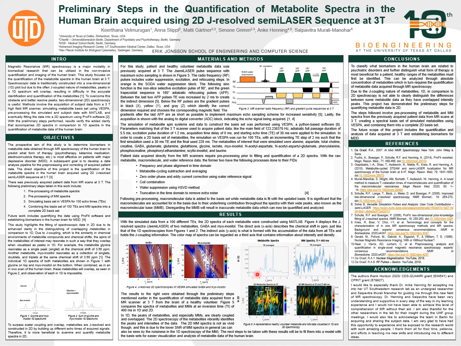Here are the results of the metabolites GABA and myo-inositol. Here, the bright white spots are the peaks of the metabolite spectra. You can see there is more distinction between the peaks in 2D rather than in 1D.